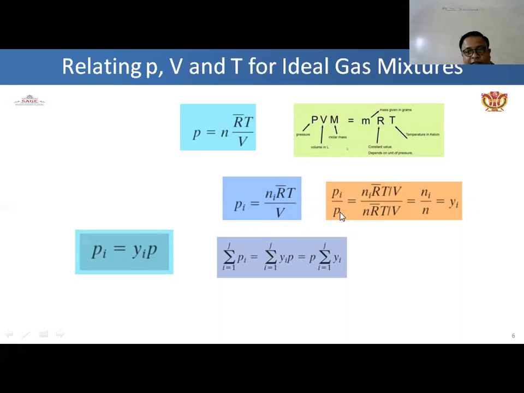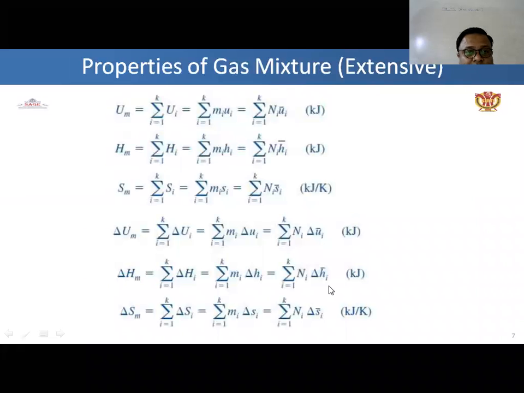Pi by P, that is the ratio of the partial pressure of the inert gases to the mixture gas pressure, is representative of the mole fraction Yi. So Pi is equal to Yi, that is the mole fraction, into P. This is represented in mathematical form. Properties of the gas mixture.